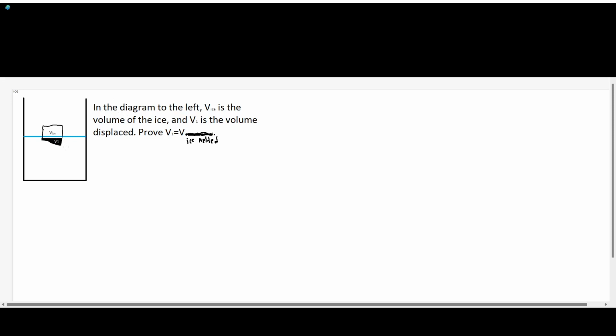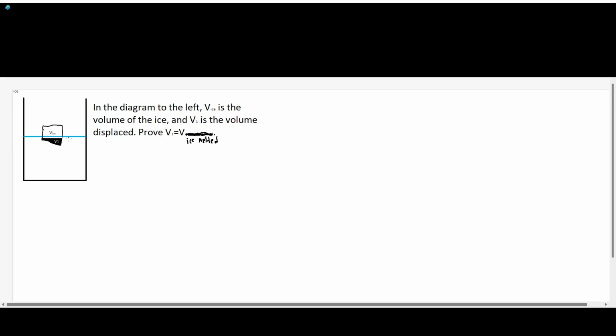In the diagram to the left, V ice is the volume of ice, and V1 is the volume displaced by the ice. Prove that V1 is equal to the volume of ice melted. If that doesn't make sense, when the ice melts, we want to prove that the amount of water displaced, like when the entire ice melts, will be the same. Which means when this ice melts, will the water level rise? We want to prove that the water level doesn't rise, nor does it drop, but stays the same.